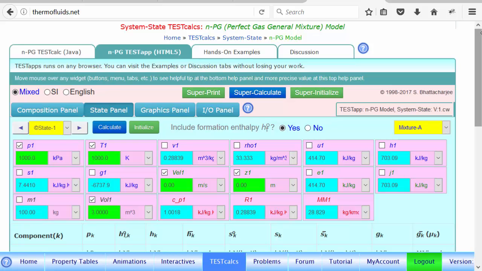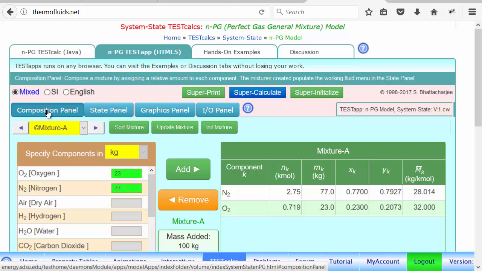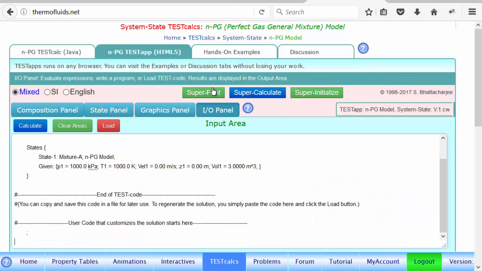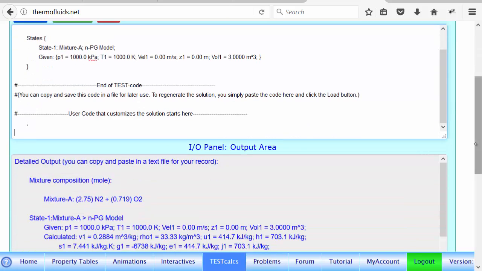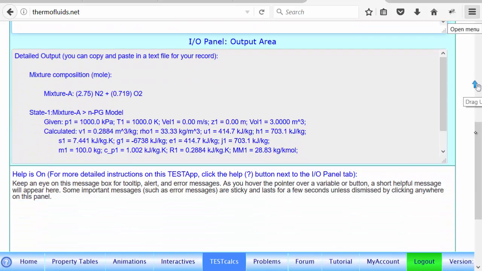This is a rather simple problem. You can do so many things. You can evaluate another state, for instance, with air, or you can change the composition by adding more things. And of course, everything else, like Superprint, will print out the details about the mixture: mixture A is made of this and this, and the state that we evaluated, plus the TEST code.